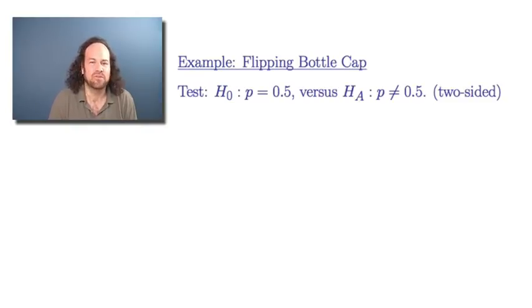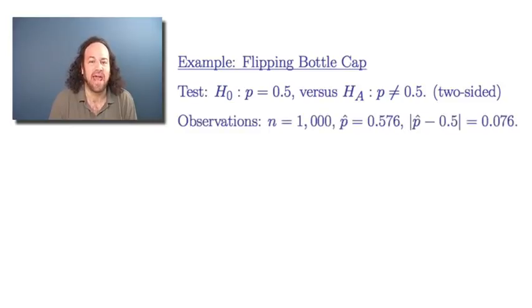How did we test that? Well, we first recorded our observations, which said we had 1,000 flips and our estimated fraction of the time we got red was 0.576. In particular, that meant that the difference between the observed fraction and the hypothesized fraction for the null hypothesis was 0.576 minus 0.5, or 0.076. And then we want to know, is that value so large that we can reject the null hypothesis?